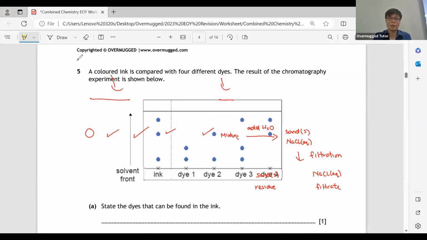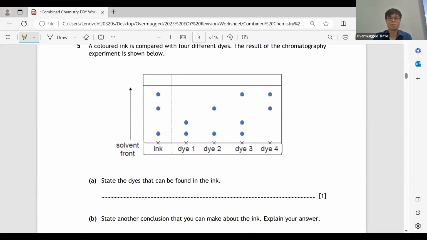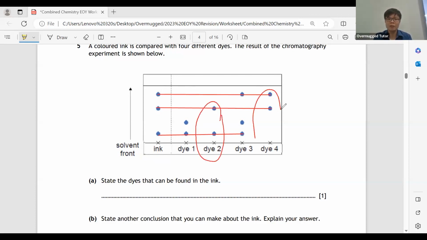Okay, then now we come to paper chromatography. State the dyes that can be found in your ink. So what do you do in the exam? You just check the alignment. Hopefully you can see dye 2 and dye 4.